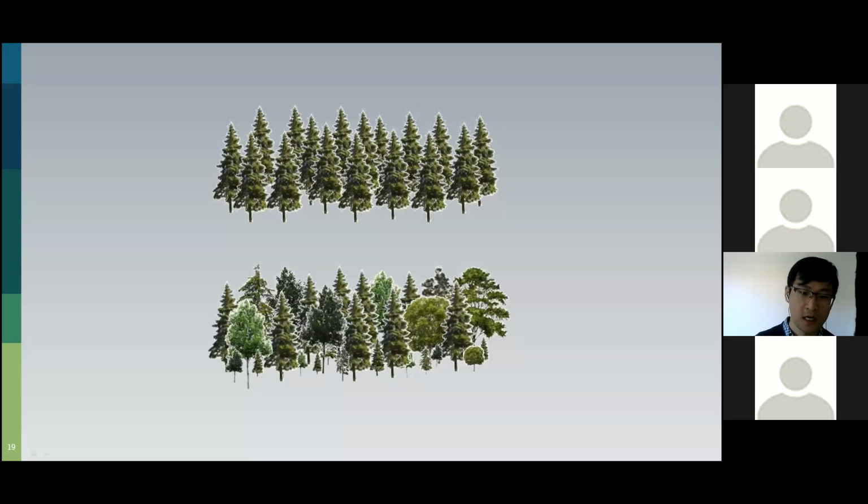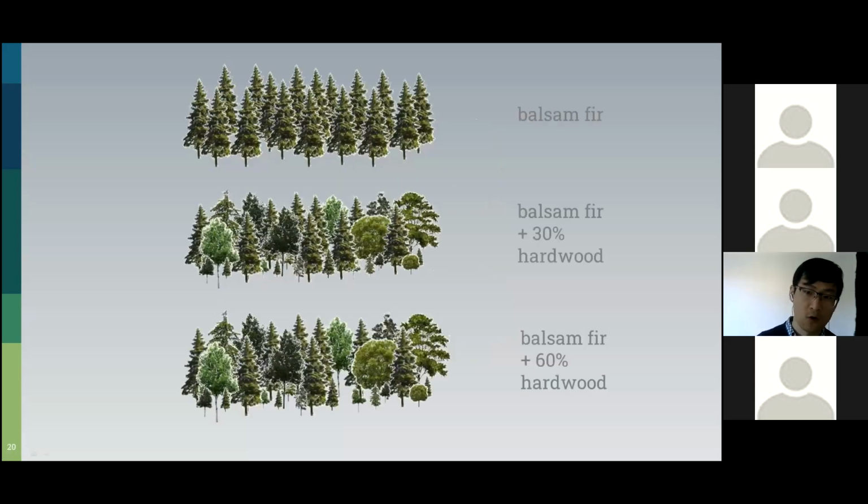So the question comes naturally. If we have a pure balsam fir stand, and we have another stand of balsam fir mixed with hardwood, are the balsam firs here or here going to receive the same amount of defoliation when a budworm outbreak hits the landscape? If this one receives 80% defoliation, what about the balsam fir here? Are they going to receive 80%? To look at it more quantitatively, if the balsam fir receives, say, 80% defoliation, what about the balsam fir mixed with 30% hardwood or mixed with 60% hardwood?